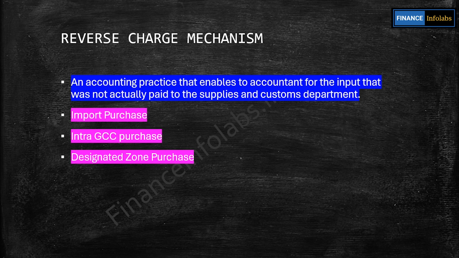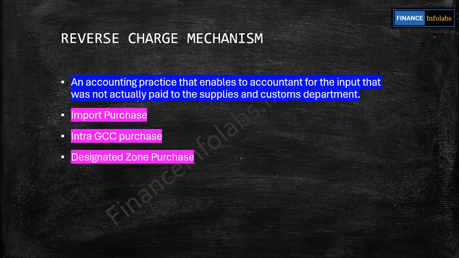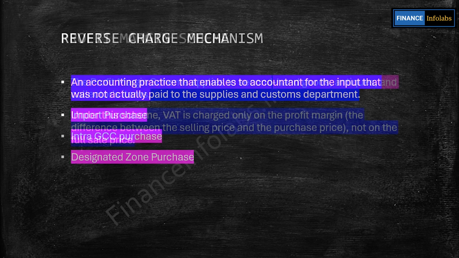Why is it important? This system ensures VAT is accounted for correctly in situations where VAT isn't explicitly charged. By understanding how a reverse charge works, businesses can ensure compliance and avoid any VAT-related issues. In the next slide, we can discuss about profit margin scheme in UAE.